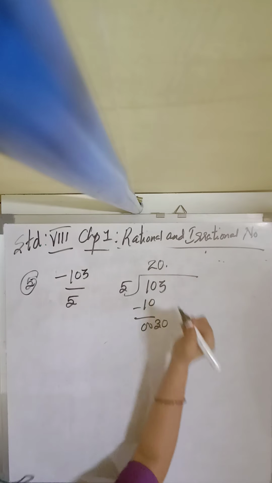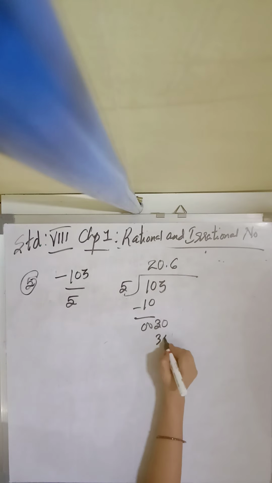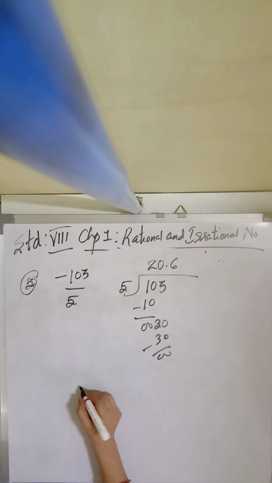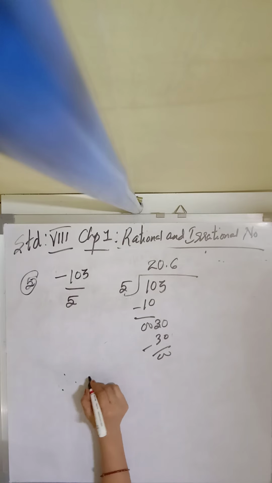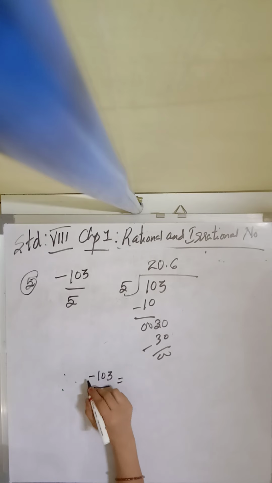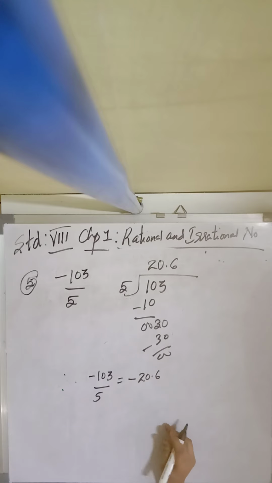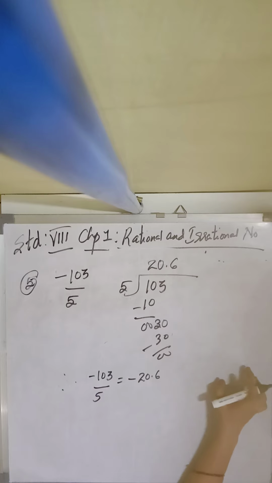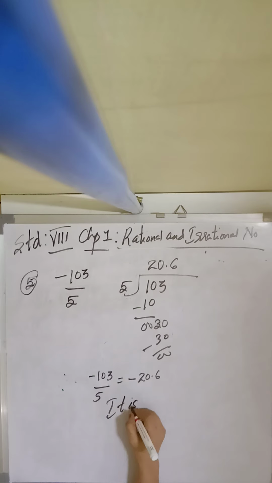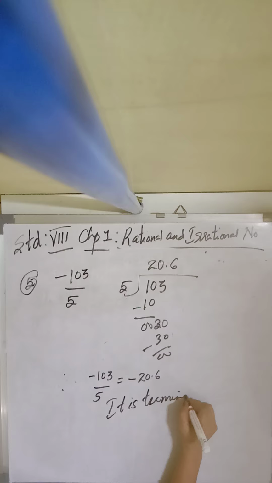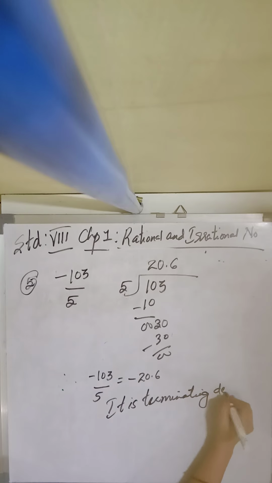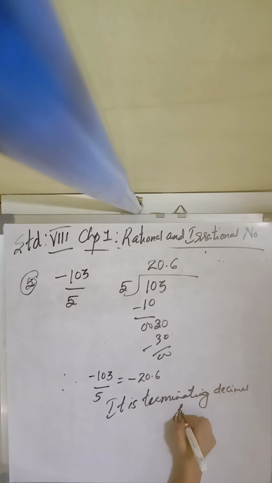Now 5 6s are 30, so therefore minus 103 upon 5 is equal to, children, now here is a minus sign, so it will be minus 20.6. And this is which form, children? We are getting remainder 0, so it is a terminating decimal form. If you want you can write, it is terminating decimal form. Clear, children? So it is a terminating decimal form.